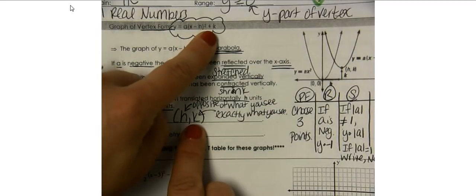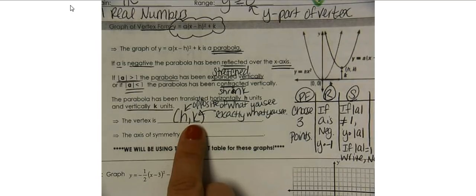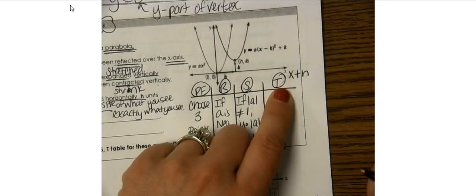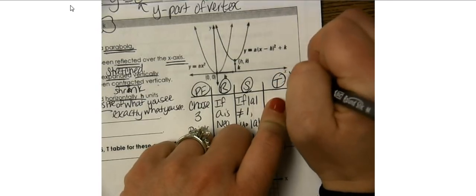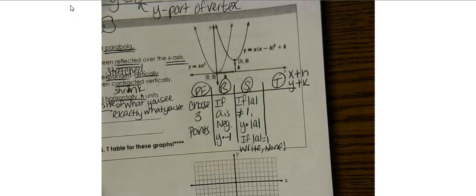Your K value is exactly what you see. What number are you adding or subtracting on the outside of the parentheses? It'll always be exactly what you see. And the values for your vertex are going to be addressed in the translation column. You will always take your X values and add your H, and take your Y values and add K. And I'm going to write plus signs there because if your H or K value are negative, then adding a negative is the same as minus.